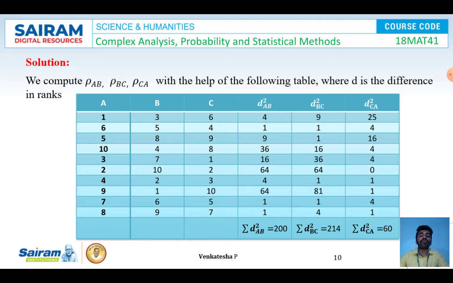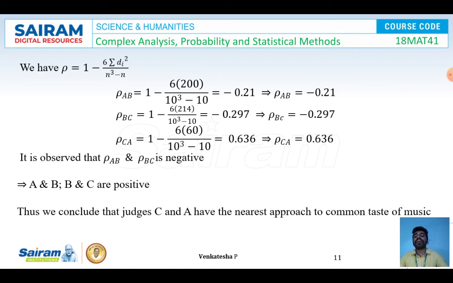So now I am going to find the summation of all the 3 differences squares, that is summation DAB square, it is 200, summation DBC square, it is 214, summation DCA square, it is 60. So now take the formula. The formula is given by rho is equal to 1 minus 6 summation di square by n cube minus n.